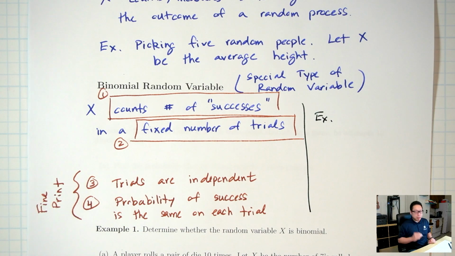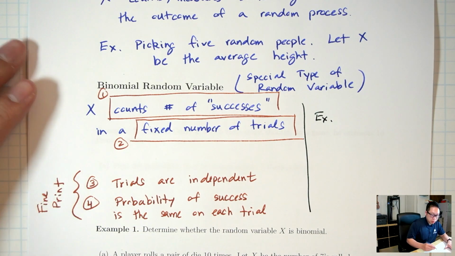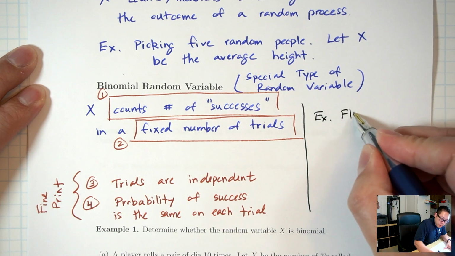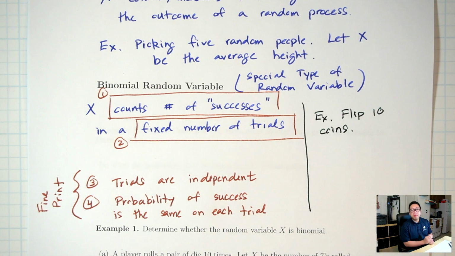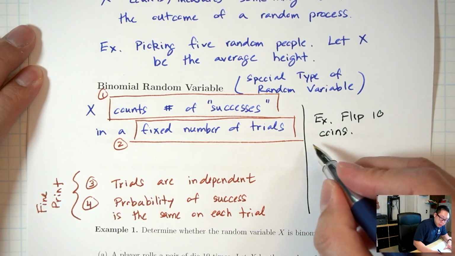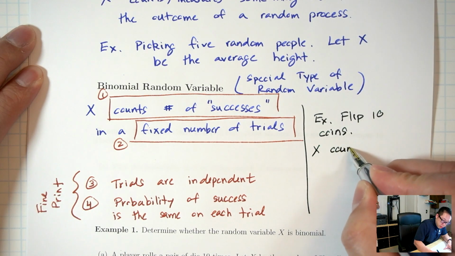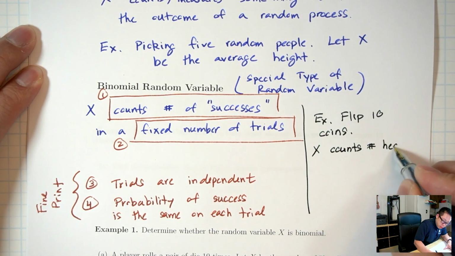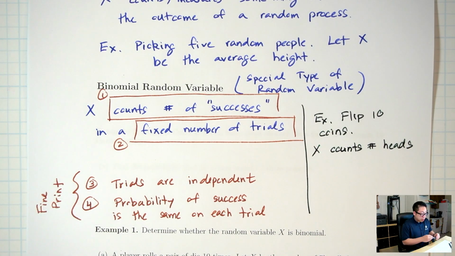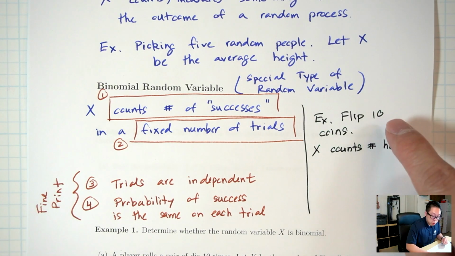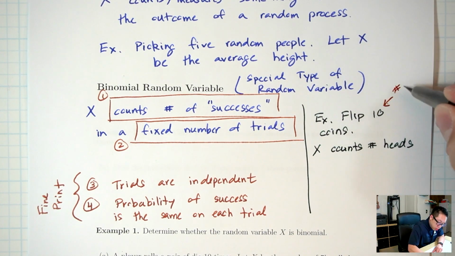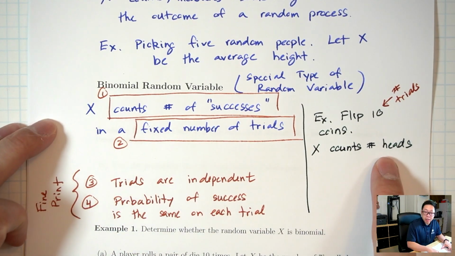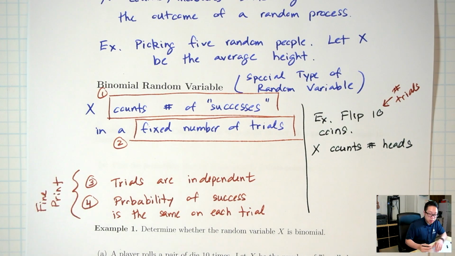The first example is a classic example of a binomial random variable. We're going to flip 10 coins, and then X is going to count the number of heads. The random process here is we're flipping coins. We're doing it 10 times, so that's the number of trials. And X is counting the number of heads. Heads is what we're considering to be success in this case.